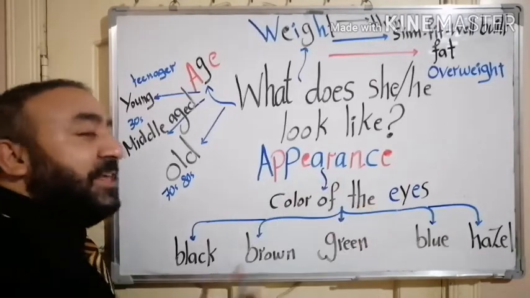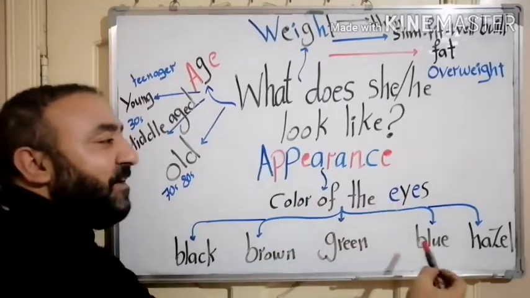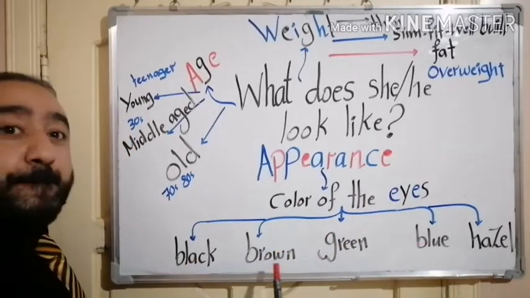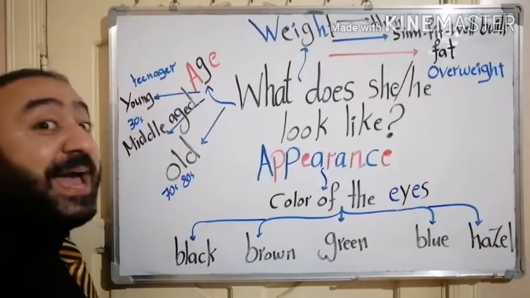Now, the second thing you should remember is color of the eyes. And here we have 5 colors: black, brown, green, blue, or hazel.